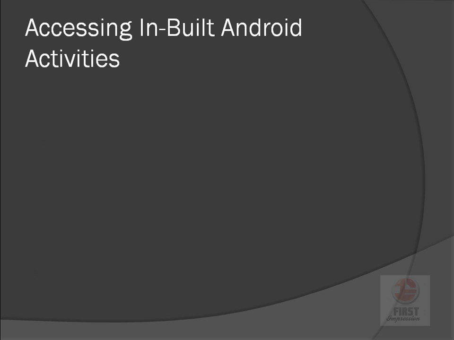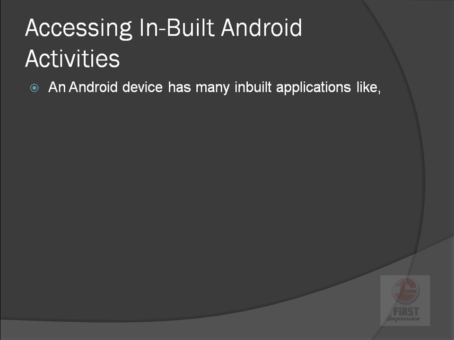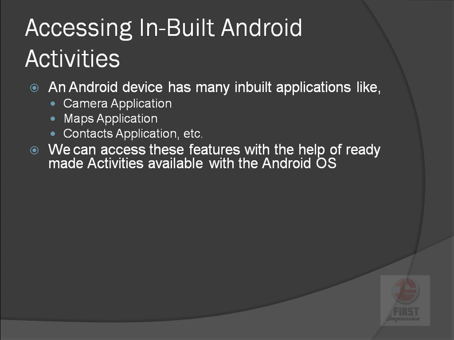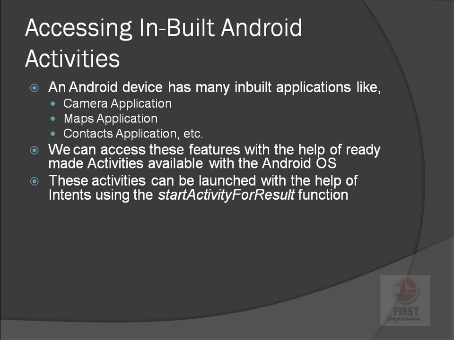Let's access the inbuilt Android activity to access the camera. An Android device has many inbuilt activities like camera application, maps application, contacts application, etc. We can access these features with the help of ready-made activities available with the Android OS. For example, if you want to access the camera application, you just have to have the action string for camera. You can just create an intent and launch this intent with the help of the action string so that the camera application will be launched. Similarly, you can do it for the other applications as well.